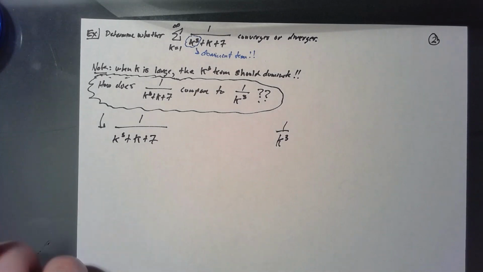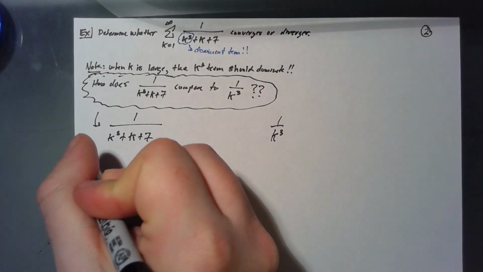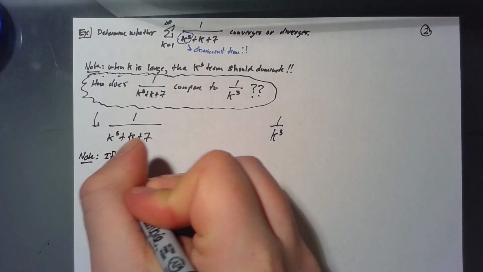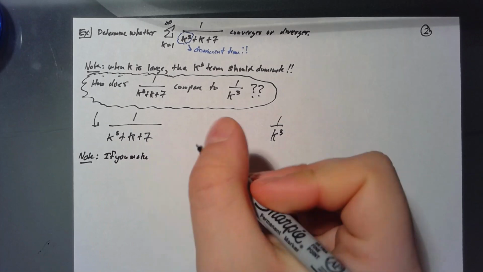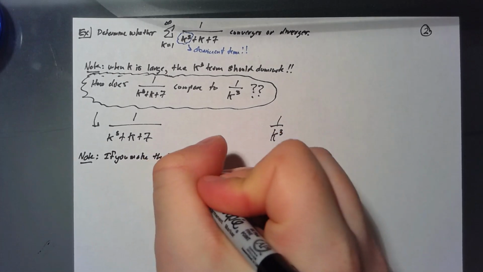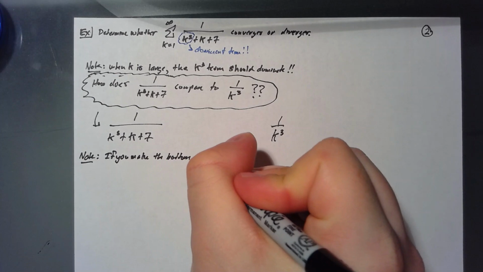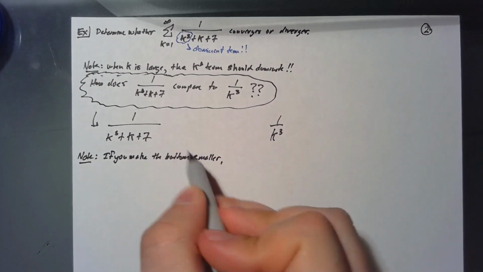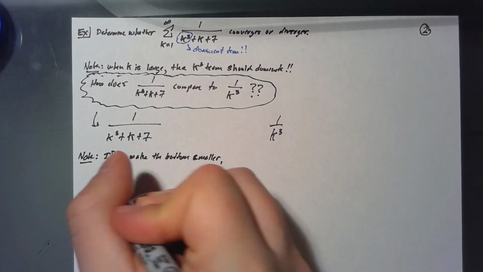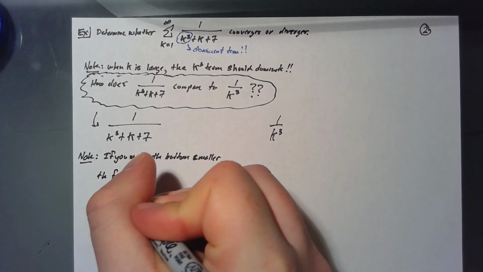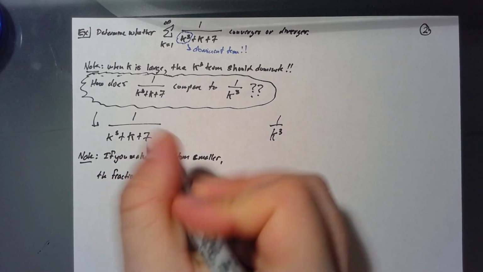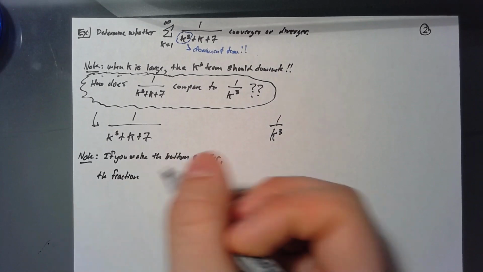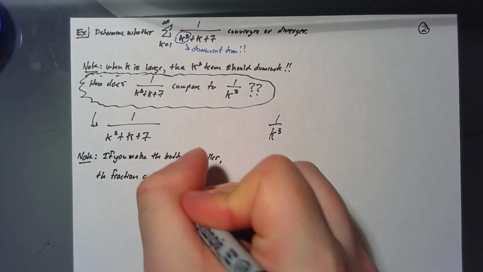Well, as it turns out, I'm going to make this a note here. Note, if you make the bottom smaller, if you take something away, the fraction actually becomes bigger. So if I subtracted the 7, the fraction gets bigger.